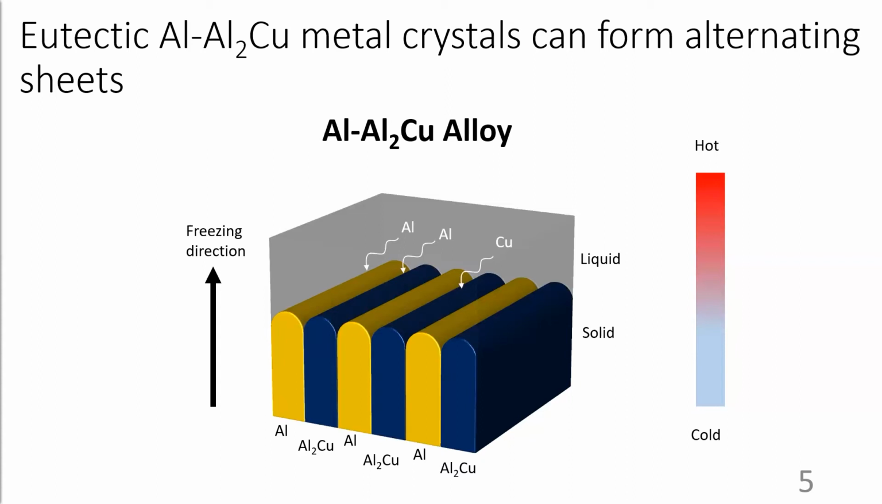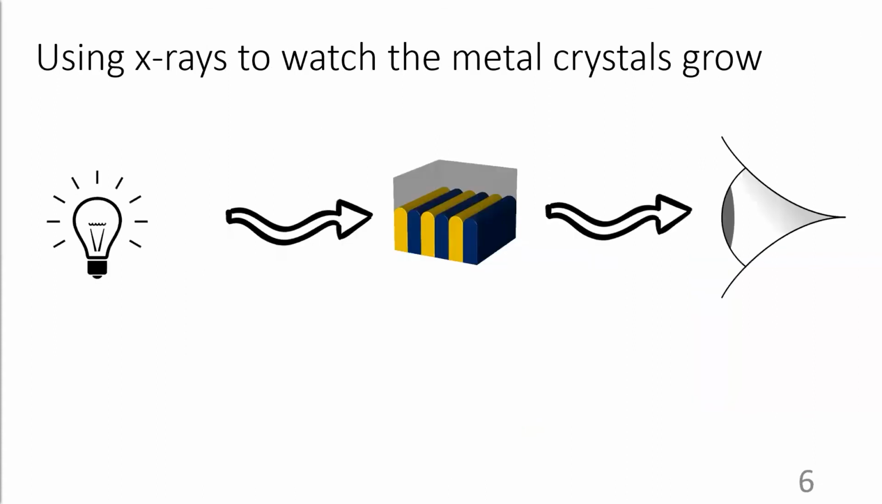Now, we sought to observe this dynamic process with advanced scientific instruments to watch this alternating sheet structure form. Now, how would I be able to watch it grow in real time, you might ask? Well, we watch the crystals grow by using high brightness X-rays that can penetrate through these metals to reveal their internal structure.